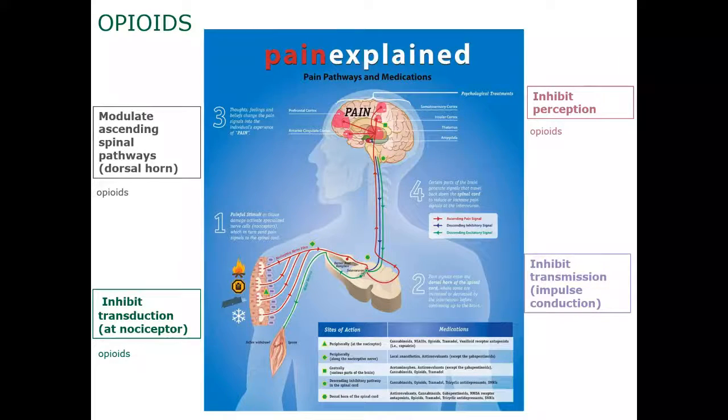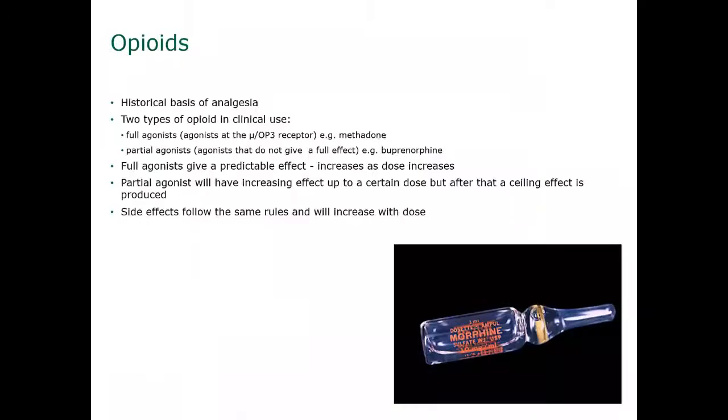They don't really affect transmission, but they affect at the outside edge of the periphery, at the dorsal horn, and in the brain. So, multiple sites of action. They've been in use for a long time. We've got full agonists, things like methadone, which is licensed for cats and dogs, and partial agonists. So they have a ceiling of effect, things like buprenorphine.